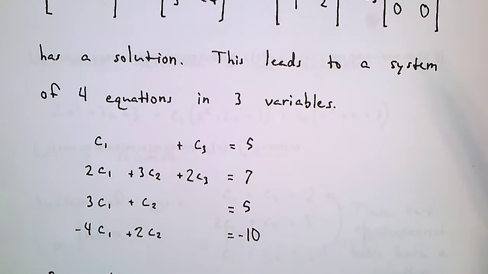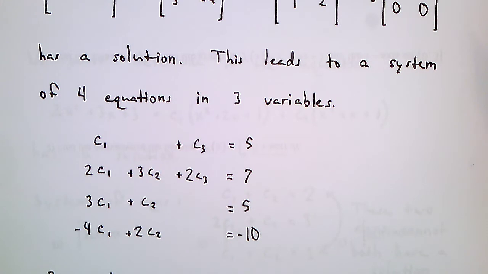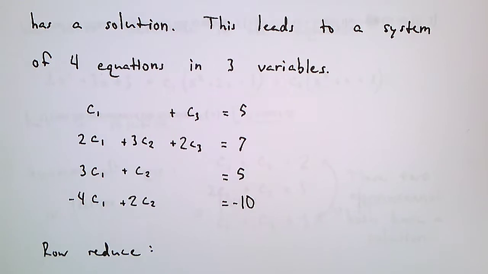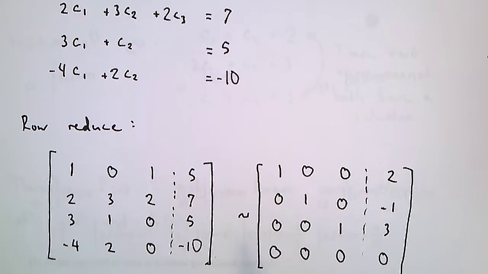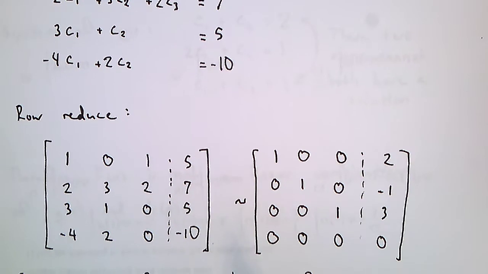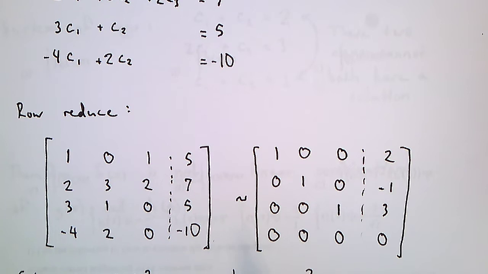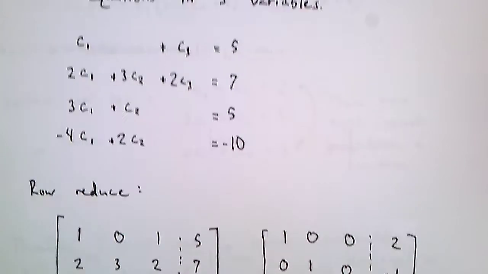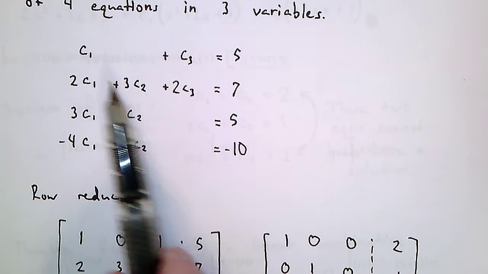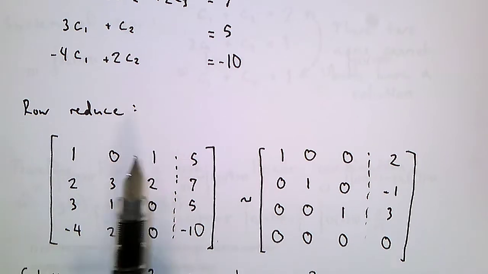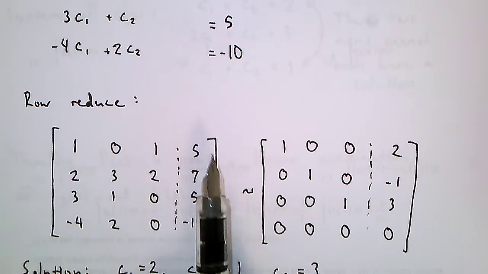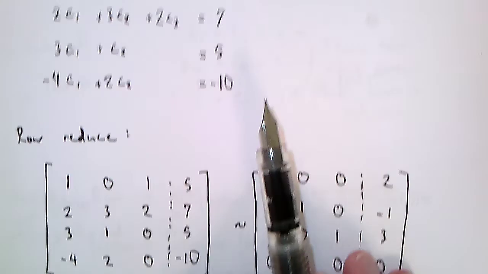And now that we have this translated into a system of equations, and notice that they're linear equations, we can make this into an augmented matrix and row reduce in order to solve for the constants, the scalars C1, C2, and C3. So here I've just translated the coefficients into an augmented matrix on the left side, and then this is the right side of the equation.